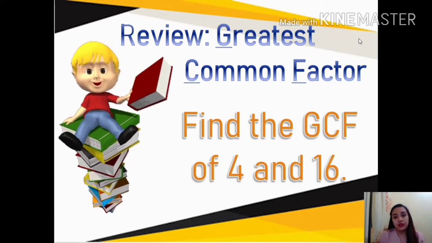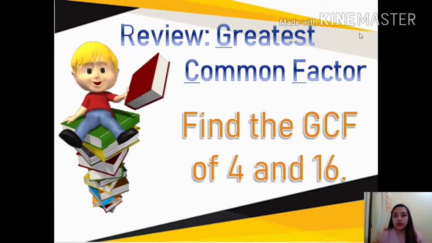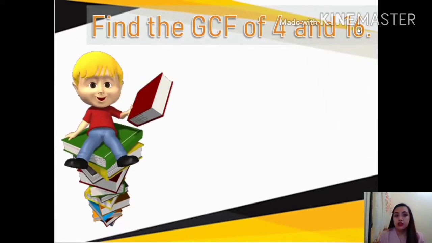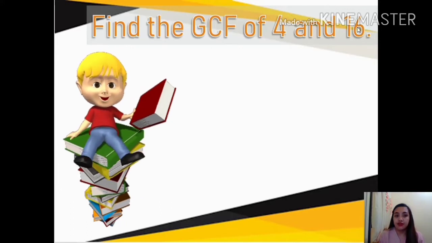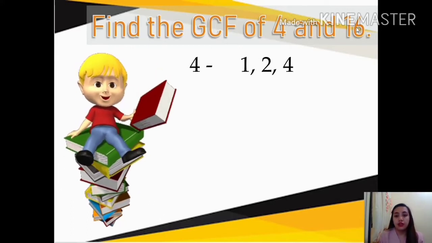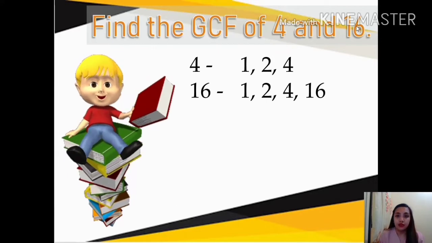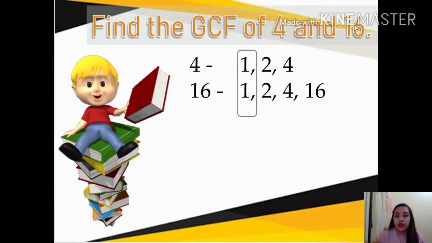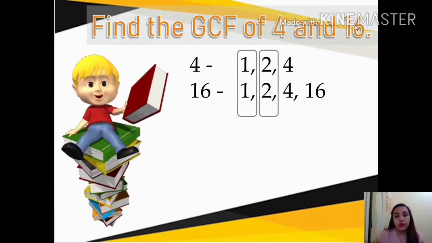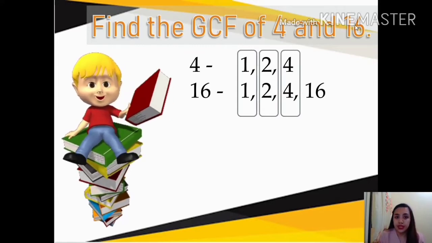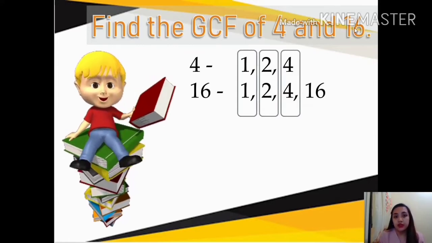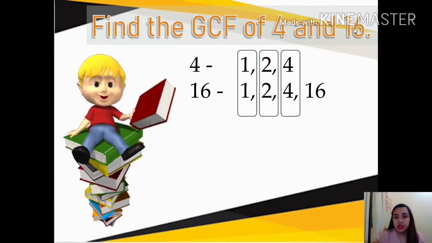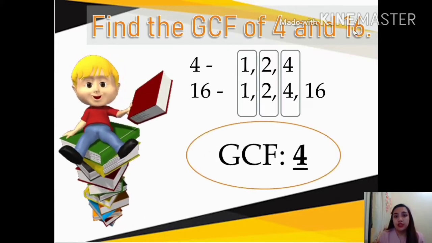Now, let us review: find the GCF of 4 and 16. The first thing to do is to list all the factors of 4 and 16 so that we may be able to identify the common factors. For 4, 1, 2, and 4. For 16, we have 1, 2, 4, and 16. Now, these are the common factors of 4 and 16. We have 1, we have 2, and we have 4. Now, to make it the greatest common factor, we are going to choose the greatest. Among the 3 numbers, which is greatest? Of course, the greatest is 4. Therefore, the GCF is 4.